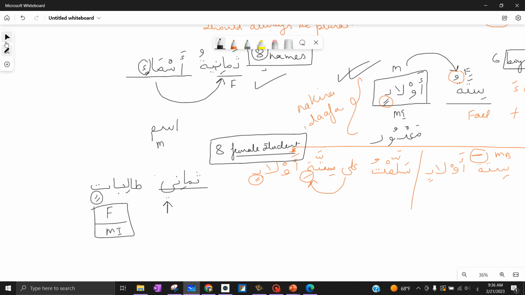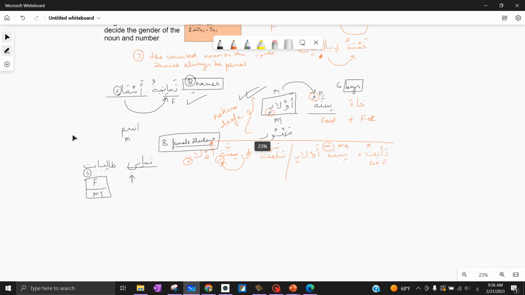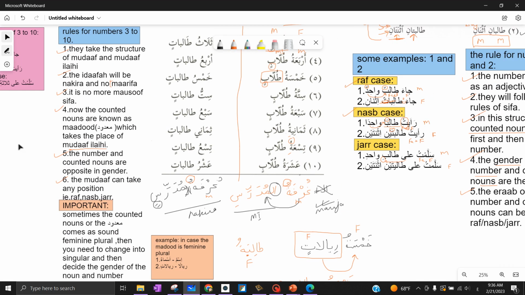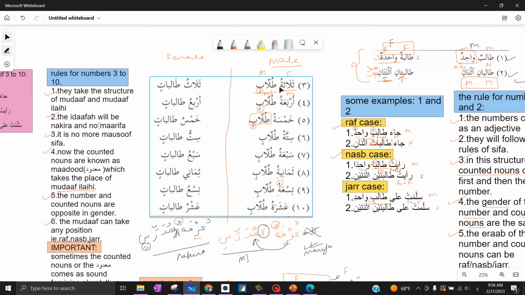Now we will look into the tables again and recollect all the points that we have discussed right now. So this is our table. Now if you see here, thalathu tullabin. If I say from these two columns which are for male and which are for female, what will you see? First check the counted nouns. If you check the counted nouns, you will know, yes, this number is for male. Never check the number first. Don't check the number. Thalathatu is female, so this number is for feminine? No. Check the ma'dud, the counted nouns, first and then decide this number is for male.